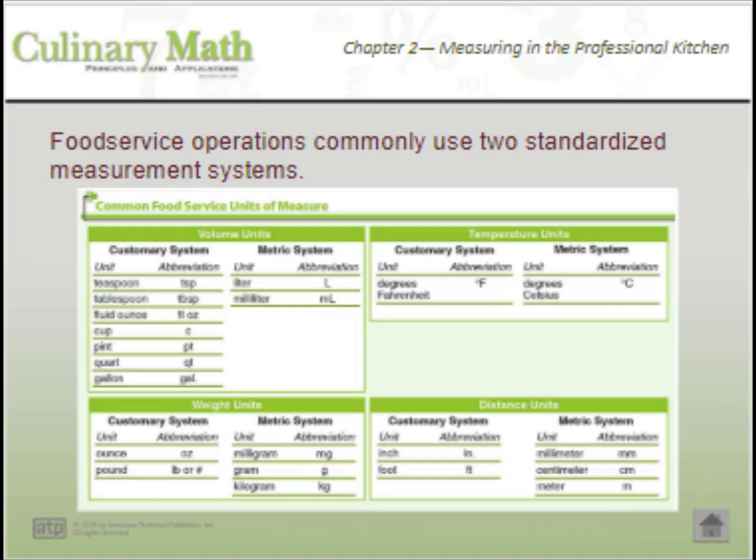The metric system uses liters to measure volume and grams to measure weight. The metric system also uses minutes and hours to measure time, degrees Celsius to measure temperature, and meters to measure distance.